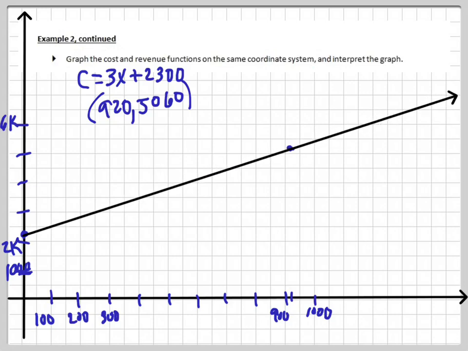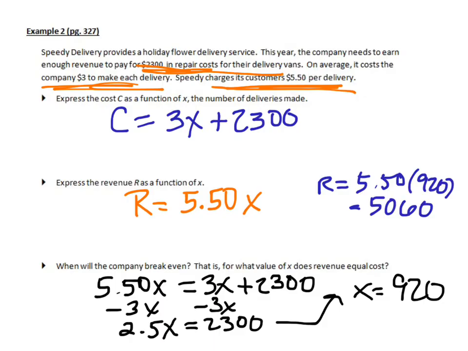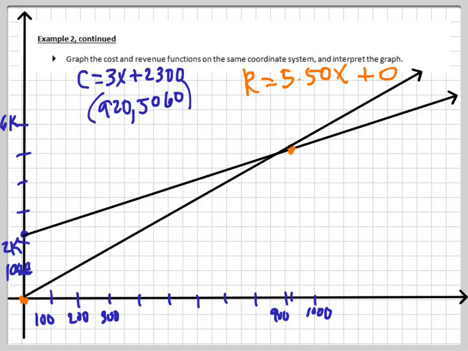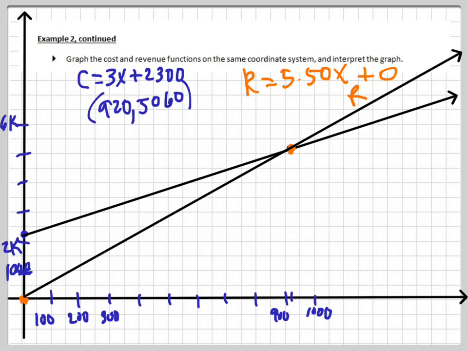And now for my revenue, equal to 5.50x. And again, revenue will always have a y-intercept of 0, so that gives you your first point. And then we also know that the break-even point is a point on that line as well. And then I can connect those two points with a line. Because the scale I've chosen on this one is slightly better, you can see the break-even point more clearly, and you can also see that the revenue does exceed the cost after we pass that break-even point.